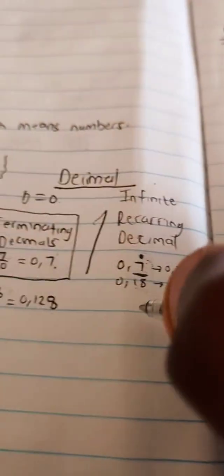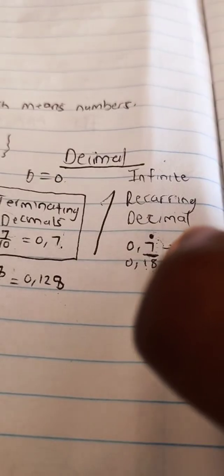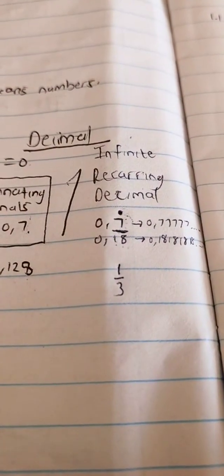All right? These are what we call infinite recurring decimals. And trust me guys, these can also be written as a fraction. So for instance, 1/3.